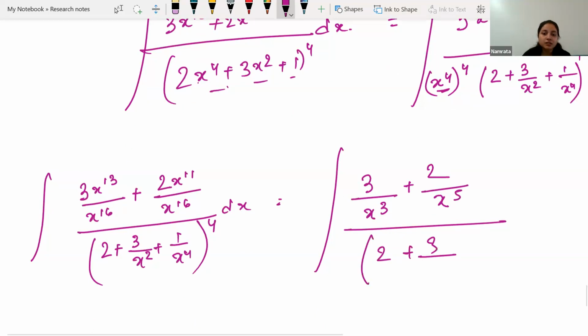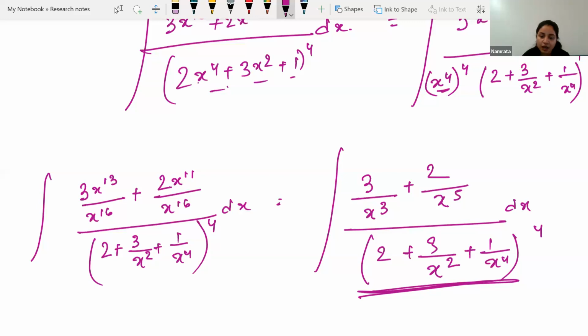We have 3 by x square plus 1 by x to the power 4, and here we have power 4. Can you see, if we substitute this one, are we going to get the numerator's part, x cube in the denominator and then x to the power 5 in the denominator? Yes or no? Forget about the coefficients in the numerator, 3 and 2. For now, we are just trying to see if we substitute the denominator's part as t, and then take the derivative, is it possible to get something by x cube and something by x to the power 5? Yes or no?